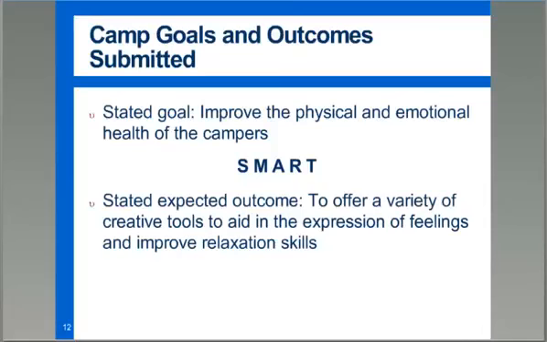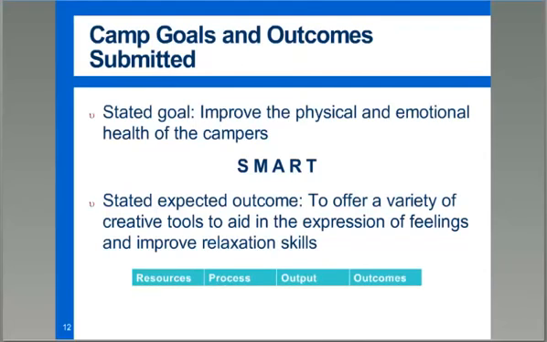The stated expected outcome is to offer a variety of creative tools to aid in the expression of feelings and improve relaxation skills. Let's take our program model again and look at that outcome statement. Is it a statement of outcomes, output, process, or resources? In my opinion, it's a combination of two things. It's a combination of process and output. To offer a variety of creative tools sounds like a process involved, to aid in the expression of feelings and improve relaxation skills. They sound like specific direct outputs from those.